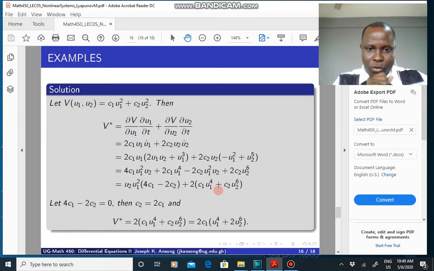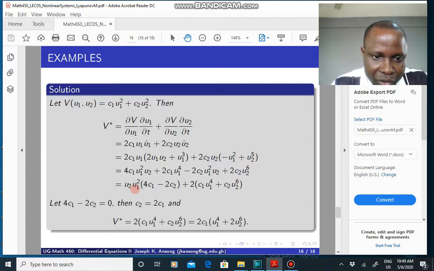Now this is important. Note that the conclusions of the theorem are based on the sign of the total derivative. So you want to be able to tell the sign based on C1 and C2. But that is easy to do when you have even powers of these, right? Or if their powers are odd, quite challenging. So in this case, because of this, it's not easy to determine the sign of V star.